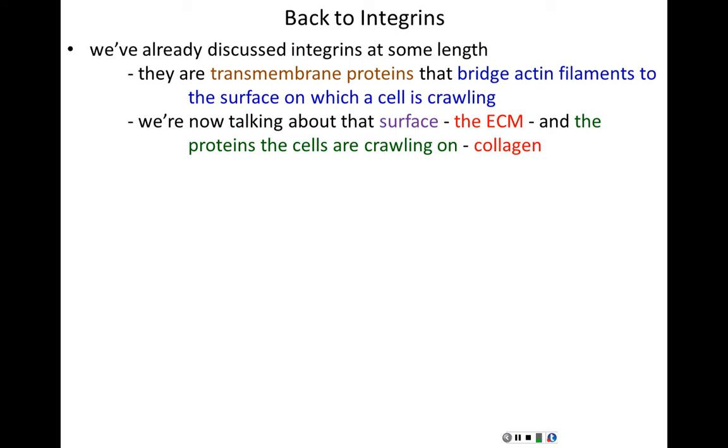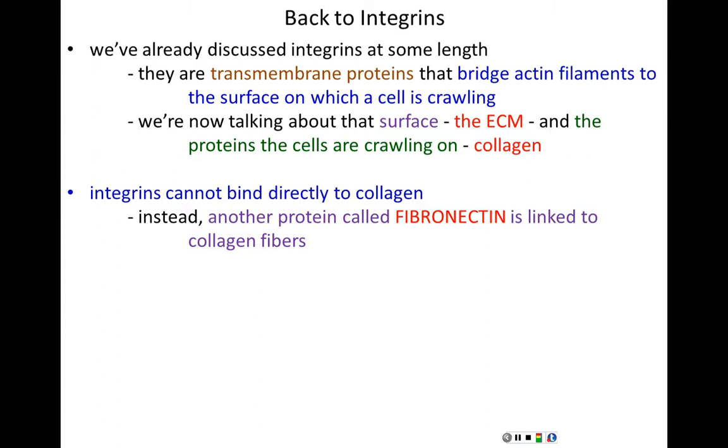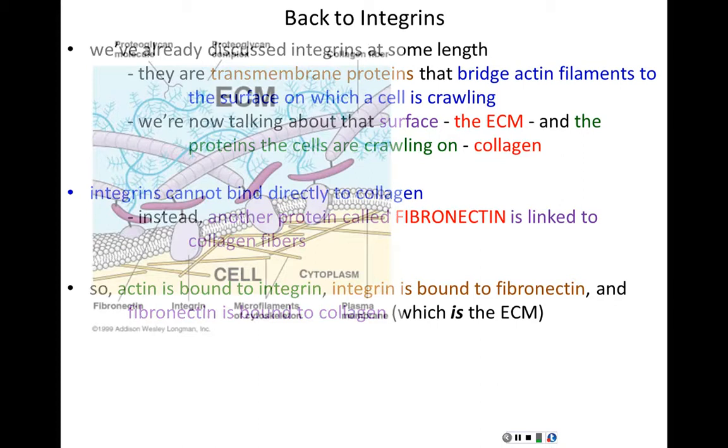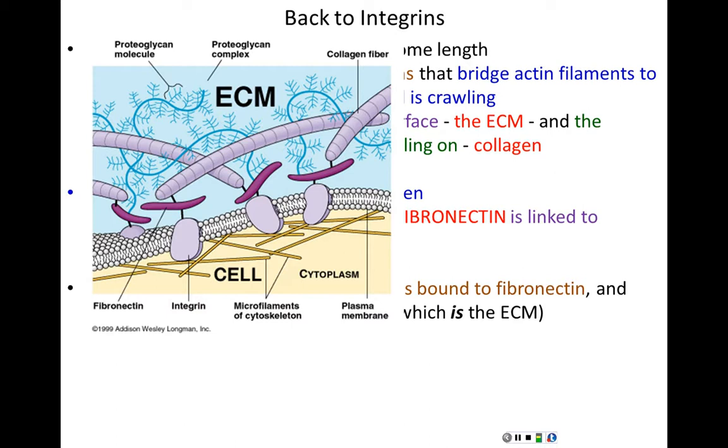So we have actin filaments inside the cell. We have integrins leading outside the cell, and now we have an ECM that we need to crawl on. Surprisingly, however, integrins cannot bind directly to collagen. So we need another adaptive protein called fibronectin. Fibronectin is a protein that is linked to collagen fibers. An integrin can bind to fibronectin. So we have this situation where actin is bound to integrin, integrin is bound directly to fibronectin, and fibronectin is linked to collagen, and collagen is the primary component of the ECM. So cells crawl on the ECM by linking their intracellular cytoskeleton of actin to integrin transmembrane proteins. The integrins interact with the fibronectin, and the fibronectin is linked to collagen.